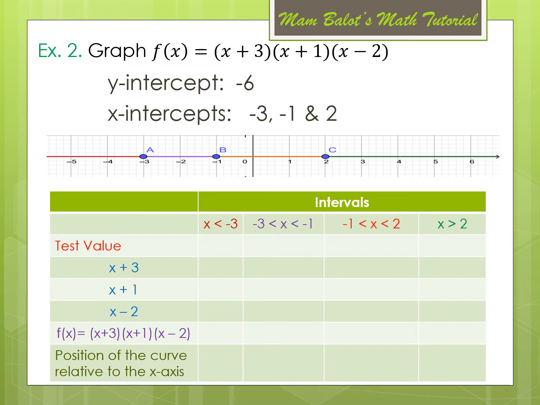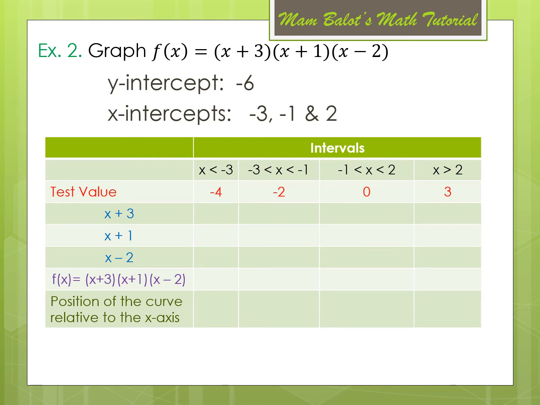If we put it in our table of signs, we have the intervals x is less than negative 3, colored in red. Then x is greater than negative 3 but less than negative 1, colored in violet. Then x is greater than negative 1 but less than 2, colored in orange. And x is greater than 2, colored in green. Now let's have the test values.